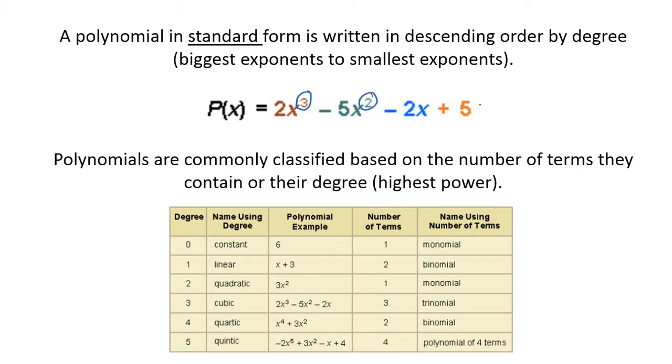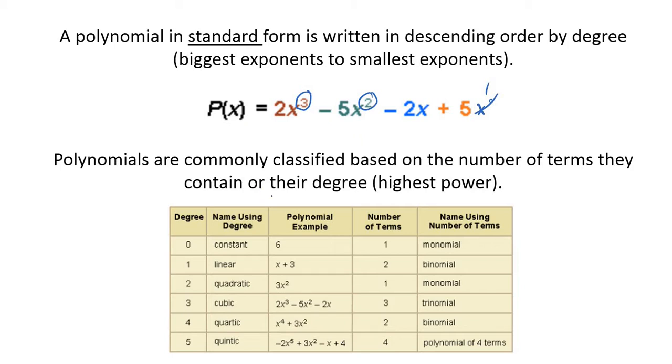This would just be a 1. This would technically be an x to the 0, which would just be 1, okay? And that's the constant term. So the cubic term, quadratic term, linear term, and the constant term. So this polynomial is written in standard form.